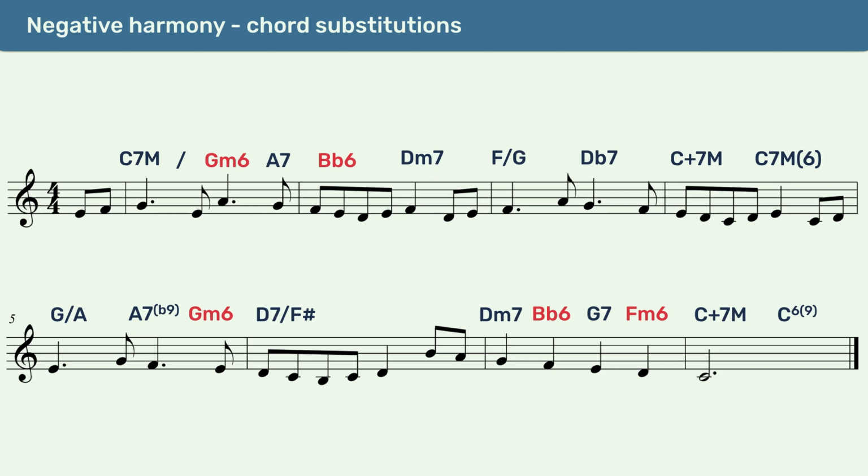Here we have a harmonization that combines the original and the negative chords. In measure 1, I used G minor sixth and A7, where there was only the A7. In measure 2, in the place of the D minor 7, I used B flat sixth and D minor 7. I did the same thing in measure 5, only with A7 coming before the G minor, and in measure 7, where I used D minor followed by its negative, and G7 followed by its negative.